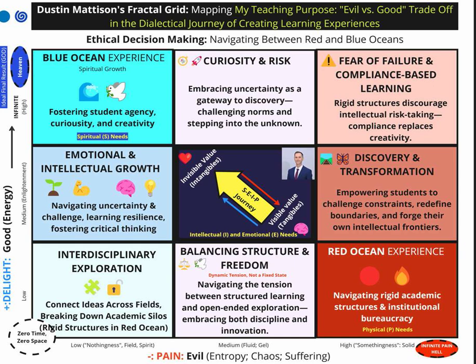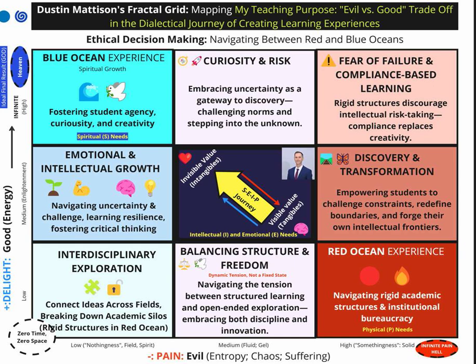All right, so we've got those contrasting learning environments, the red ocean and the blue ocean. And we even touched on those two quadrants on the grid. Well, what about those other two quadrants? You know, the ones that kind of bridge the gap between the extremes. Yeah, those are where things get really interesting. The bottom left quadrant, that's what Mattison calls interdisciplinary exploration.